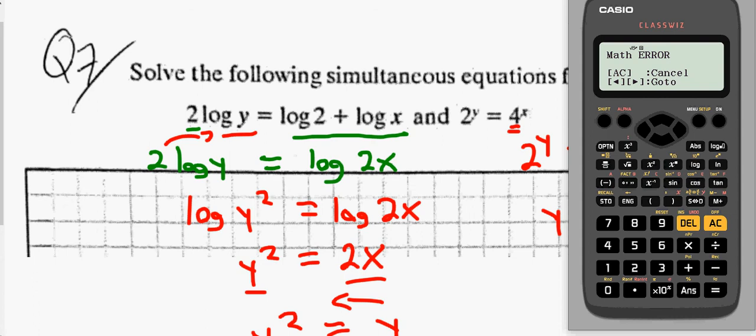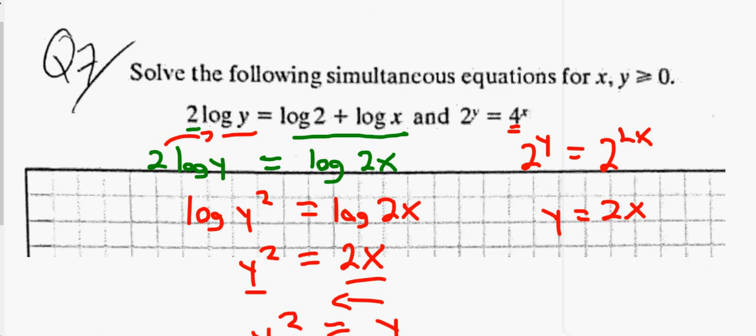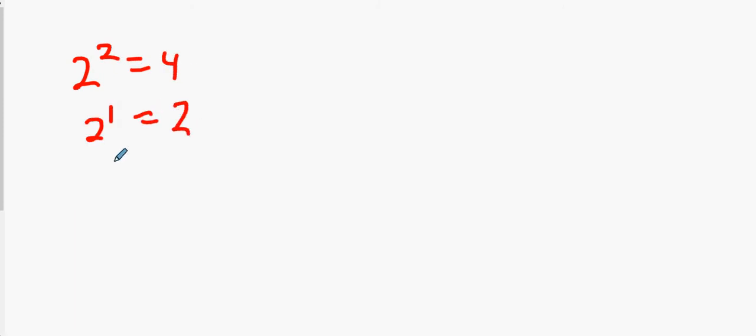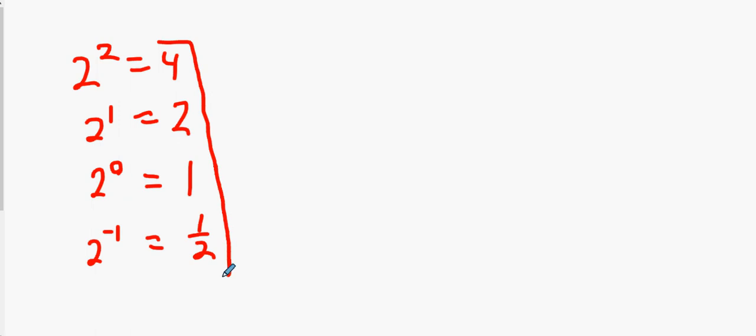Just to let you know, let's run through what logs are one more time. Ready for this? Let's start off with powers of 2. 2 to the power of 2 is 4. 2 to the power of 1 is 2. 2 to the power of 0 is 1. 2 to the power of minus 1 is a half. We okay with that so far? Okay. Now, what do you notice about all the answers? They're always going to be positive no matter what, aren't they?